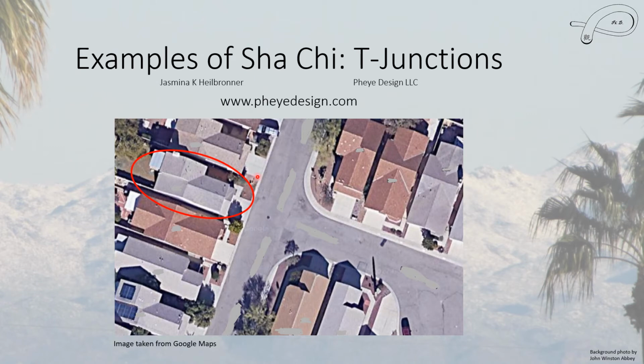If we're talking about T-junctions, only this house is affected by this T-junction because that's the only one it's pointing directly at. The ones on each side, no problem. None of the rest of them have a problem. Only this house. And I think that's pretty clear.